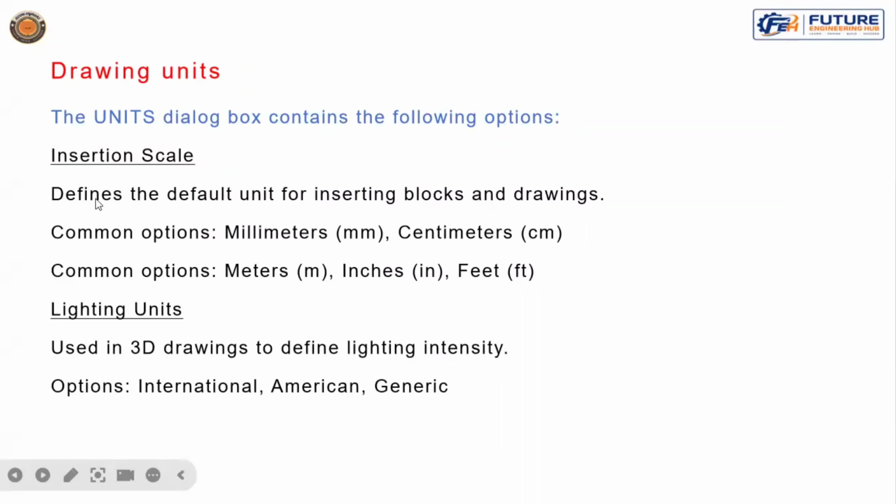Insertion scale defines the default unit for inserting blocks and drawings. Common options: millimeter mm, centimeter cm, meter m, inches in, feet ft. Lighting unit is used in 3D drawing to define lighting intensity. Options here are international, American, and generic. Why? Because AutoCAD, which company is it based on? A multinational company, MNC. Where is it headquartered? USA. Company name Autodesk. Clear up here?